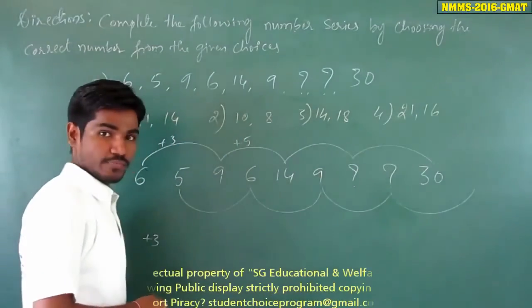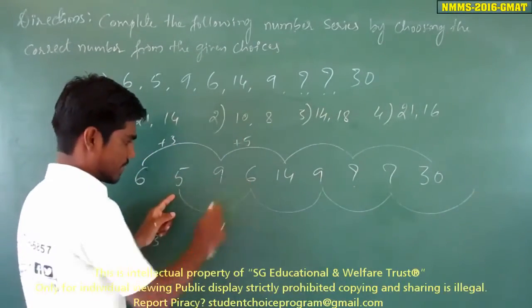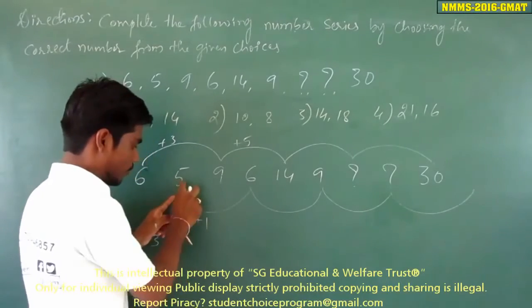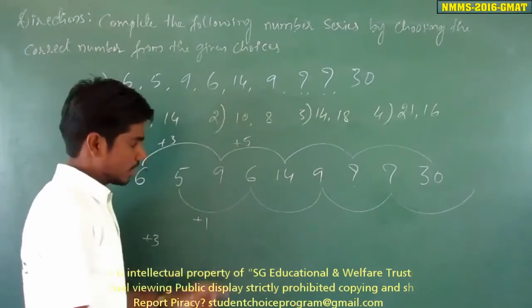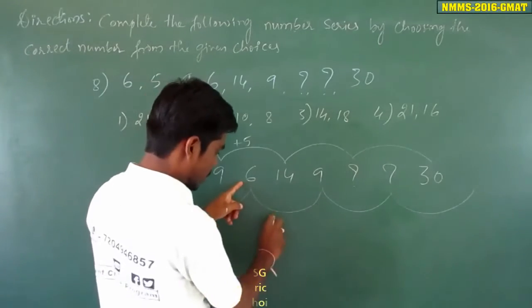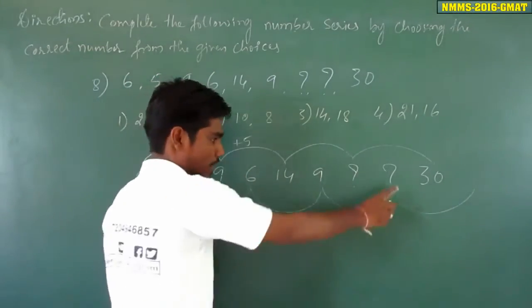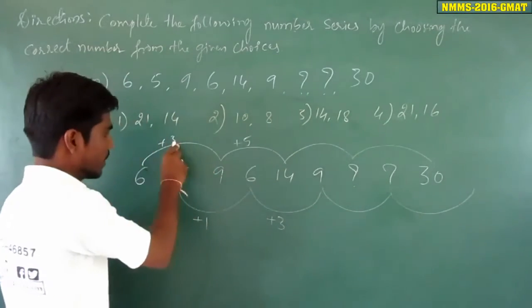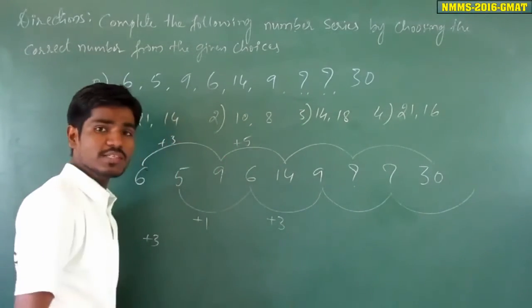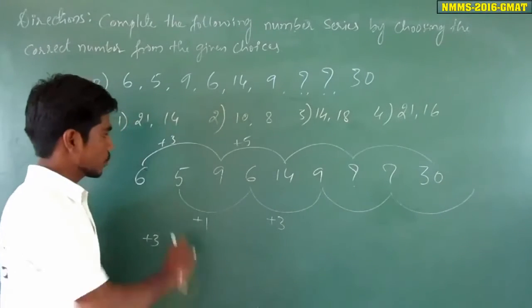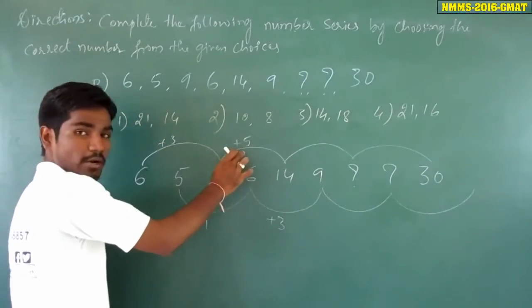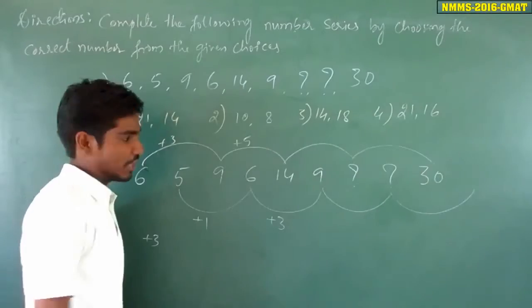Next is the question number. Consider the second series, 5 and 6. If I add 1 to 5, 5 plus 1 is 6. And if I add 3 to 6, that is 6 plus 3, is 9. In the question mark. Now observe here: 3, 5, 1, 3. Now these are odd numbers. So 3 is an odd number, 5 is an odd number. So the next odd number will be 7.